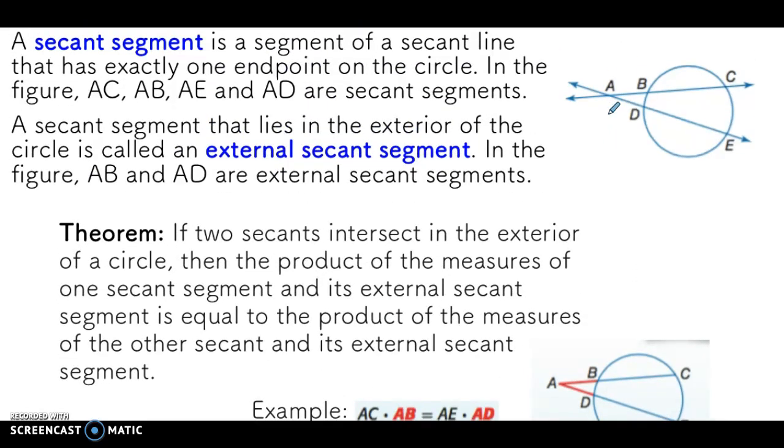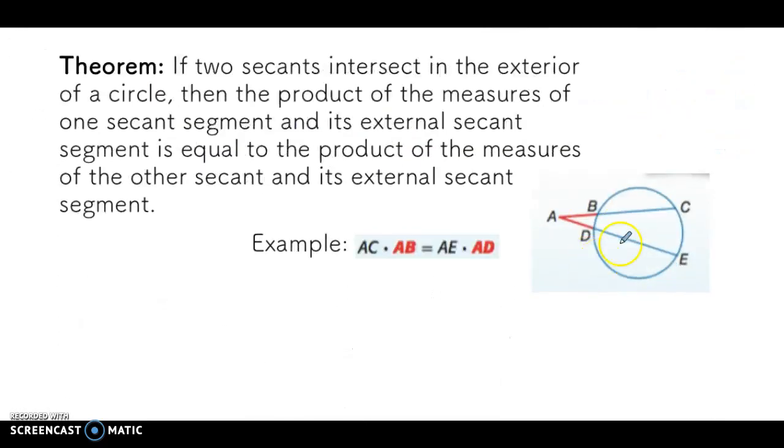So we have a theorem that states that if two secants intersect in the exterior of a circle, then the product of the measures of one secant segment and its external secant segment is equal to the product of the measures of the other secant and its external secant segment. Whew! Okay, so look at this figure here. It's easier to just look at it and understand.